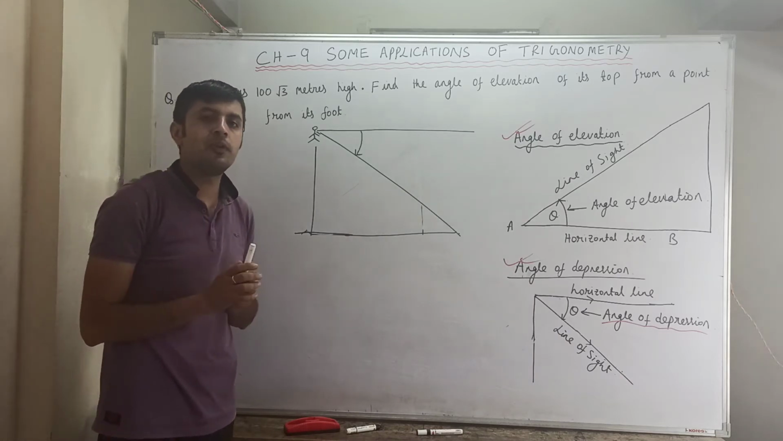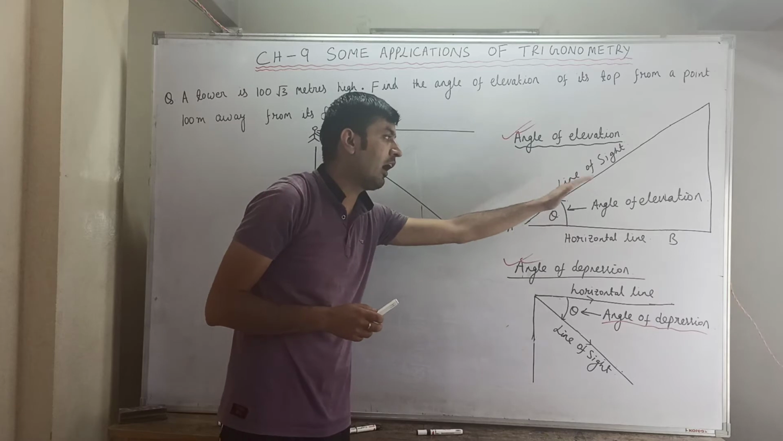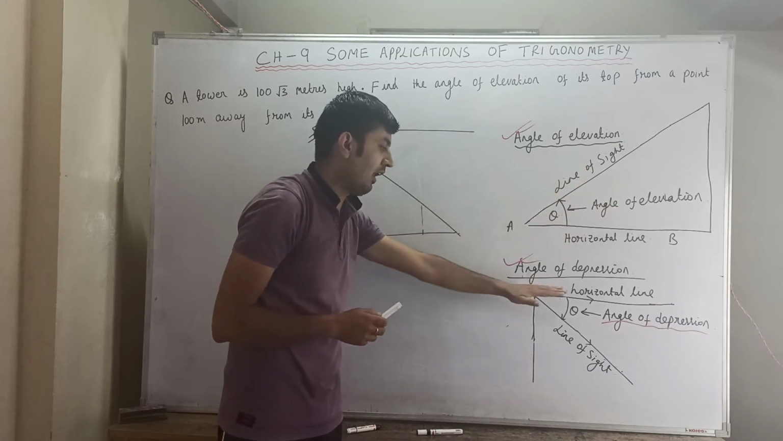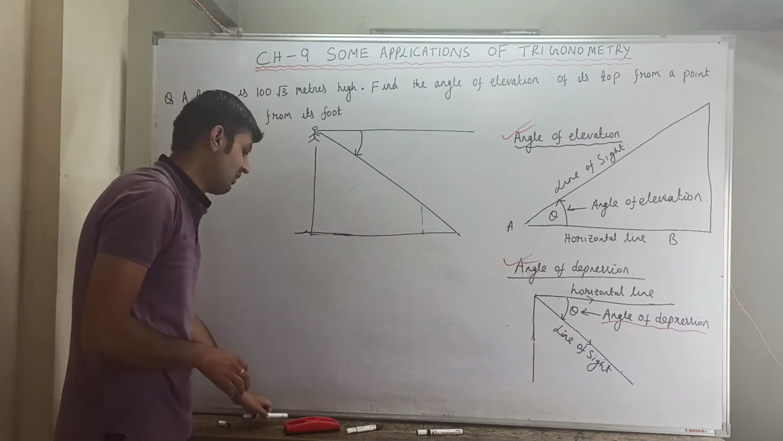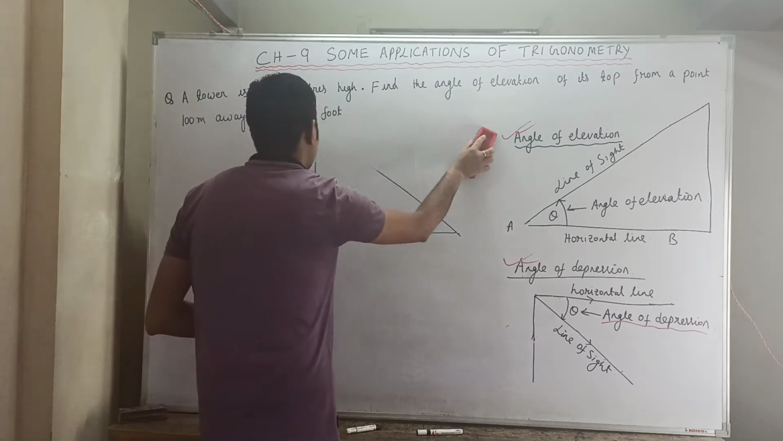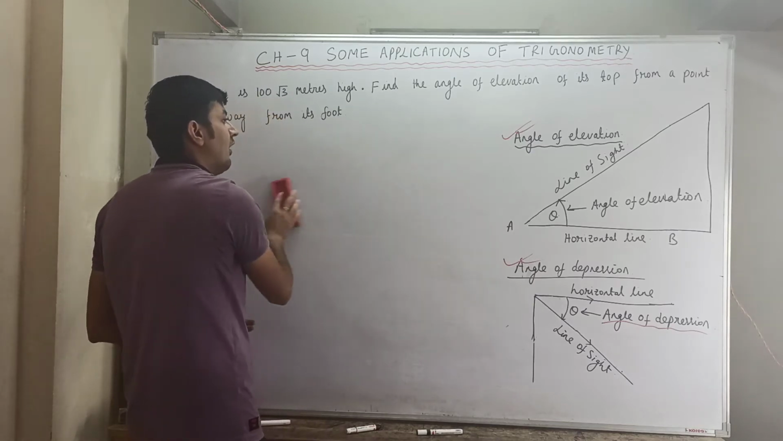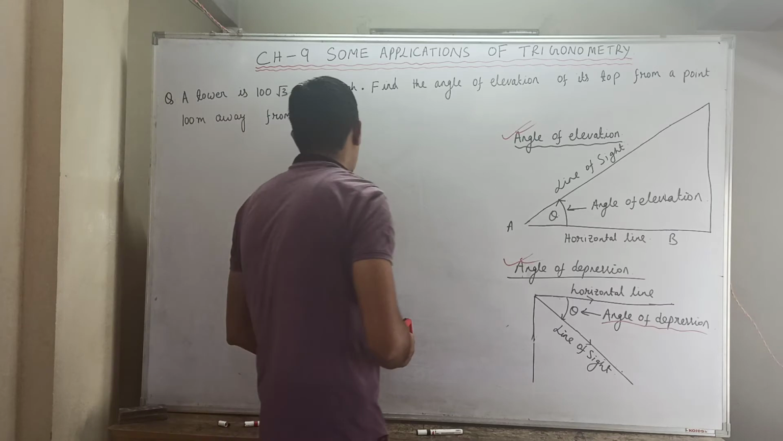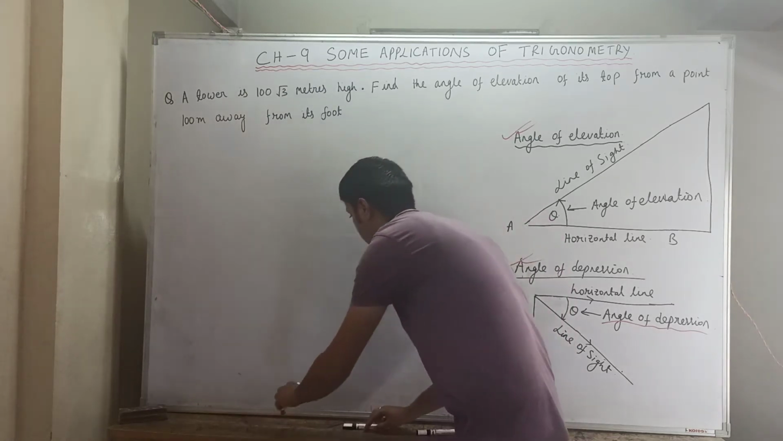So two things you please keep in your mind. If you look up, it is called the angle of elevation. And if you look down, it is called what? Angle of depression. Is that alright? Now, let us come to some questions related to this application of trigonometry.